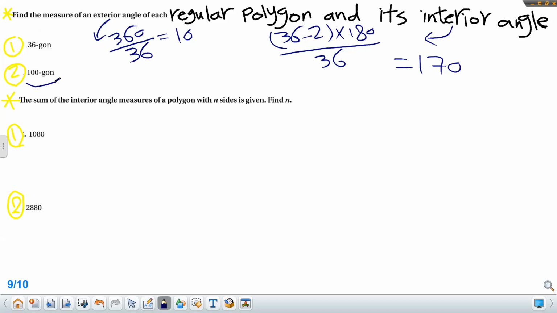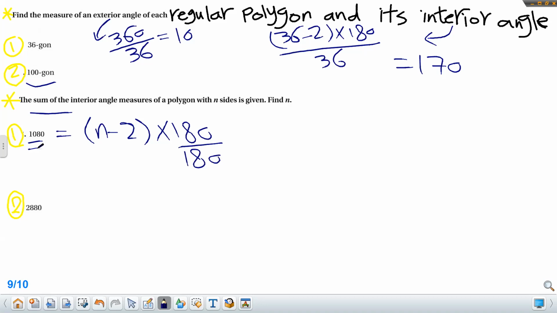Second question: the sum of the interior angle measures of a polygon with n sides is given. How to find n? Here you have the sum of the interior angles. So you can say 1080 equals n, which we don't know, minus 2, all times 180. Then you can solve it as an equation. You can divide by 180 on both sides. Then 180 cancels with 180, and 1080 divided by 180 is 8.